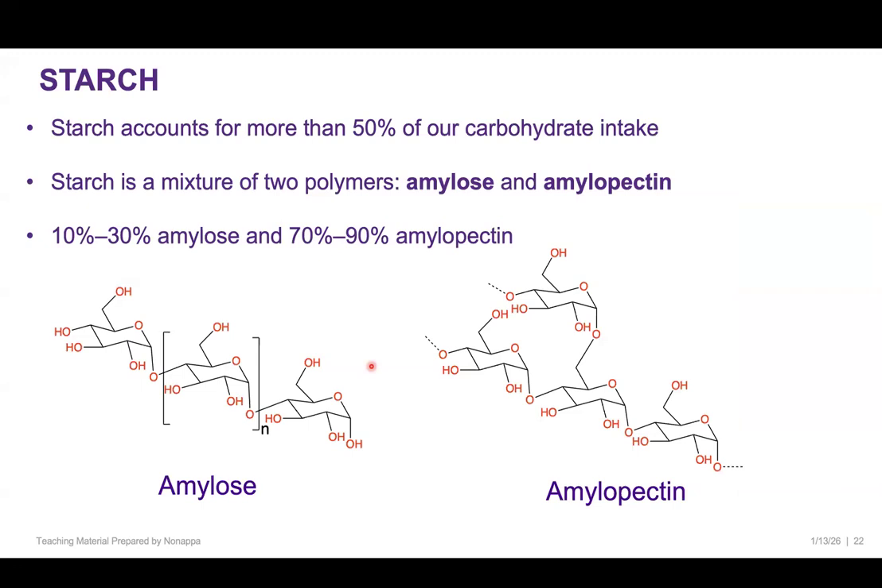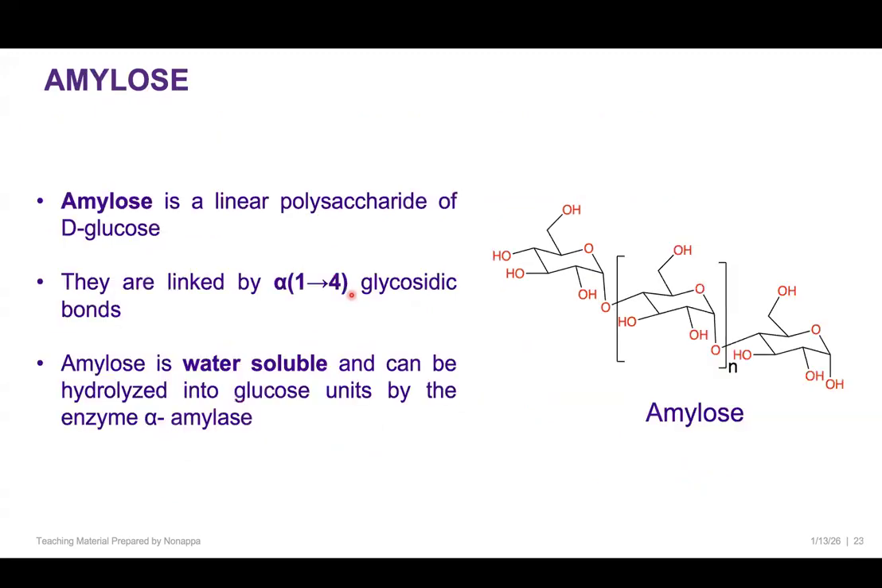Another important carbohydrate that we take every day is starch, which accounts for more than 50% of our daily intake. Starch is a mixture of two polymers, amylose and amylopectin. Amylose accounts for 10 to 30%, which is shown here as a linear polysaccharide. A branched polysaccharide, amylopectin, accounts for 70 to 90%.